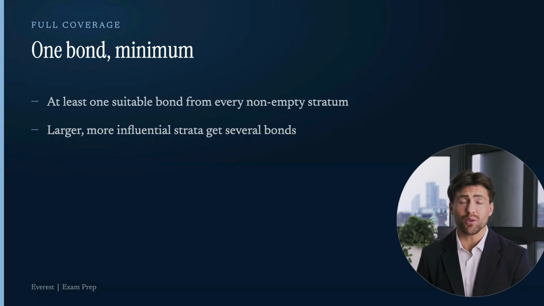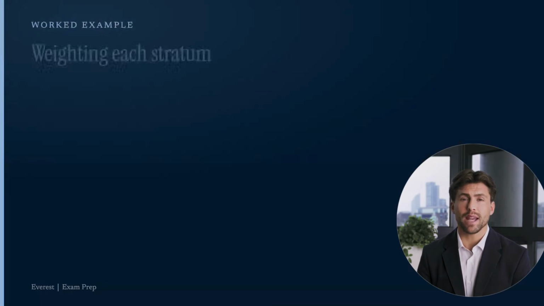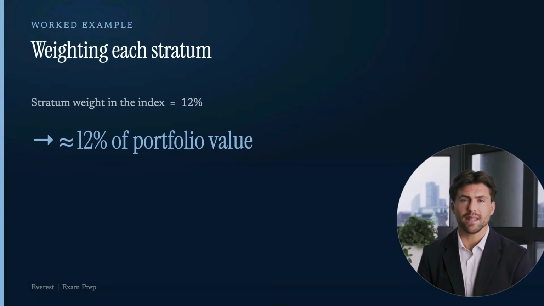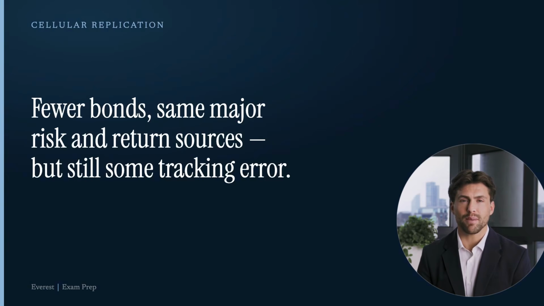In practice, larger or more influential strata would usually receive several bonds, while smaller strata might receive only one. The manager would also consider each stratum's weight in the index. If medium-term investment-grade corporate bonds make up 12% of the index, the portfolio would generally allocate approximately 12% of its value to bonds from that stratum. The manager may then choose individual securities within the stratum based on liquidity, transaction costs, availability, and similarity to the stratum's overall characteristics. This approach is often called stratified sampling, or cellular replication, in bond index management.